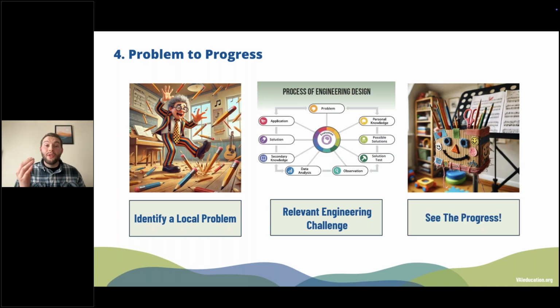And finally, we're going to see the progress, right? I'm going to let my students go down to that room and see how what they designed is helping out our fellow teacher, our fellow students, and ultimately our school. Great way to bring community together here. So that is called problem to progress.